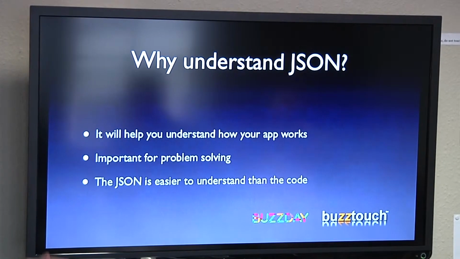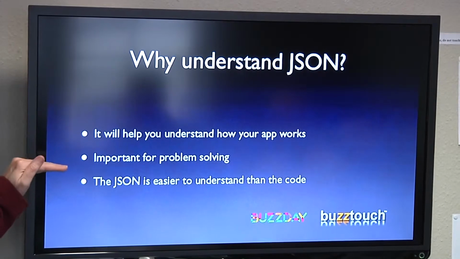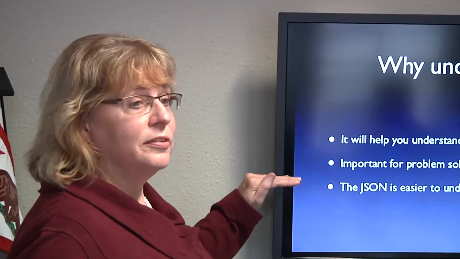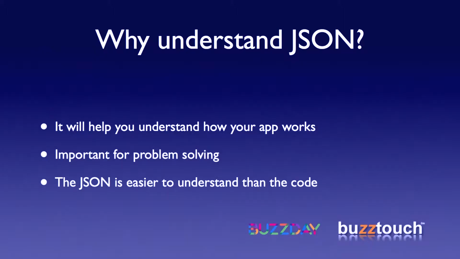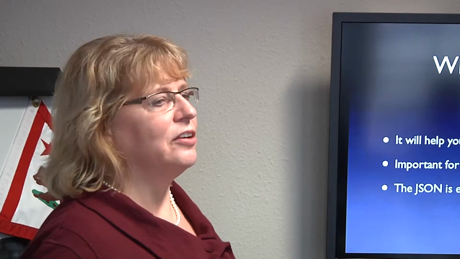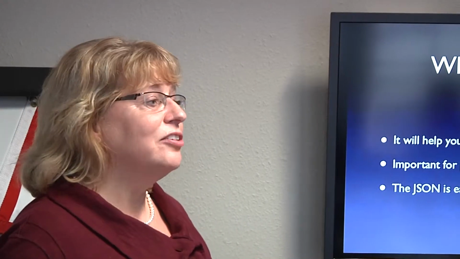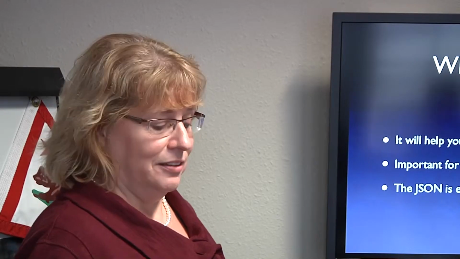So while I understand it helps you understand how your app works, sometimes you need it for problem solving. And also, this is a very important argument, I think, for why tackle JSON. If you tackle any part of understanding more about it, it's because it's easier to understand than the actual code in the app, right? It's actually quite easy. So I see people react to JSON saying, oh no, it's so hard, but it's actually very, very easy compared to other things.